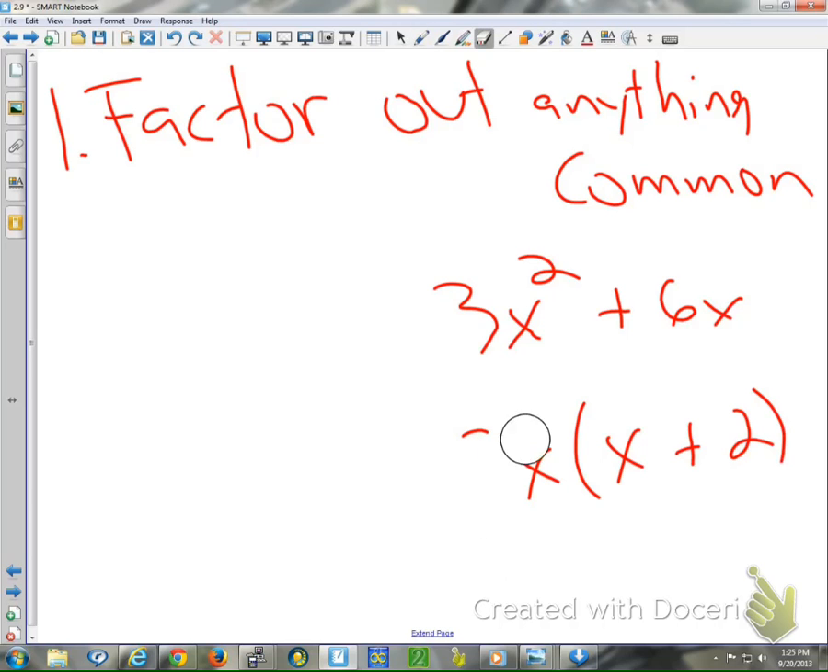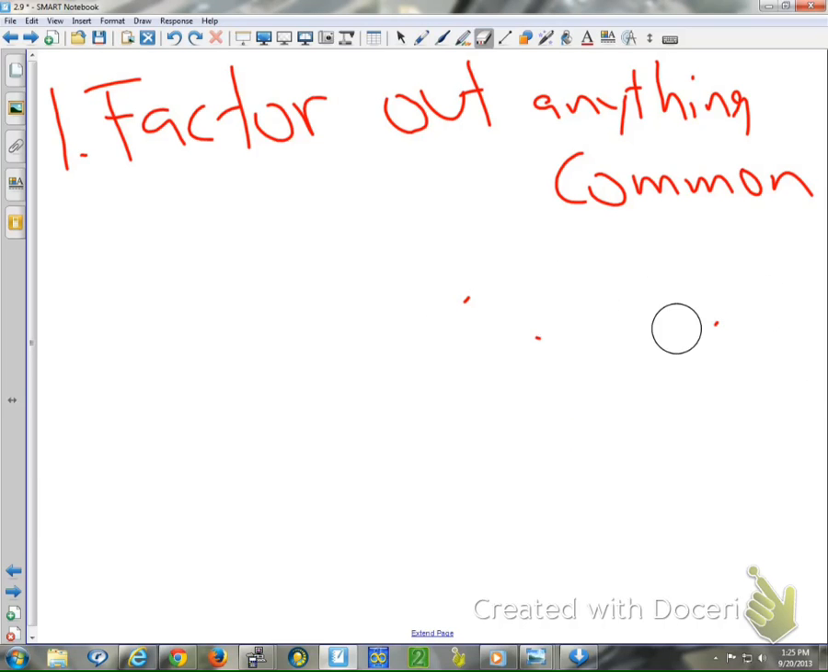Step 2, which is where we're stopping today. Step 1 we did yesterday, step 2 we're doing today. Step 2: determine whether or not you're dealing with a quadratic. What the heck is a quadratic? Who can tell me what a quadratic is?